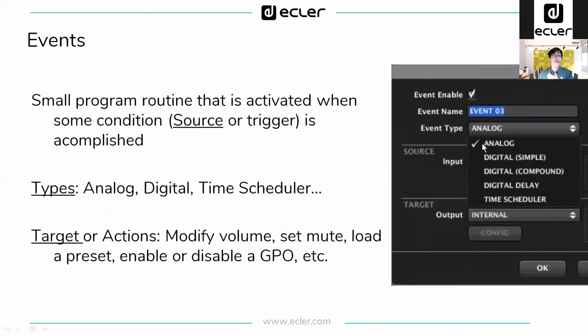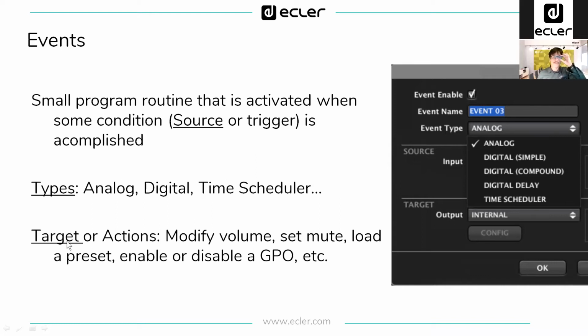So what are events? It says in the manual something like, it's a small program routine that is activated when some condition, let's call it a source or trigger or stimulus, is accomplished. There are several types of events. We have analog event, digital simple, digital compound, digital delay, and time scheduler.